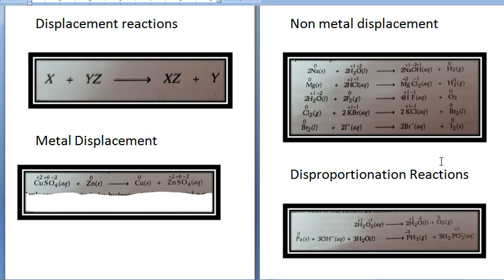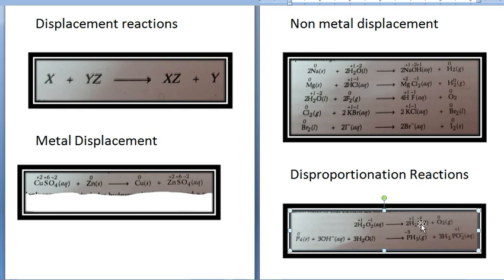And the fourth type is disproportionation reaction. In this reaction, an element in one oxidation state is simultaneously oxidized and reduced. The same atom, the same element, is undergoing oxidation as well as reduction. So the element in the reacting substance is in an intermediate oxidation state, and both higher and lower oxidation states of that element are formed in the reaction. For example, if you take this reaction, 2H2O2 gives you 2H2O plus O2.